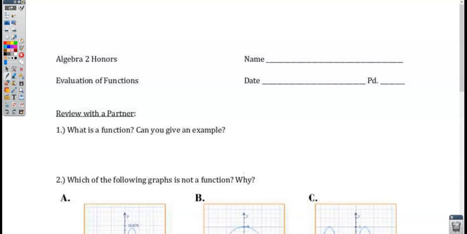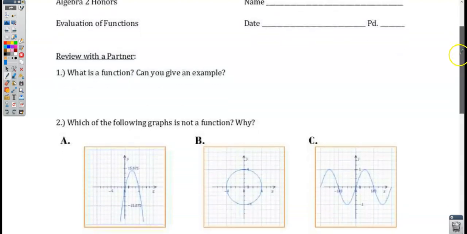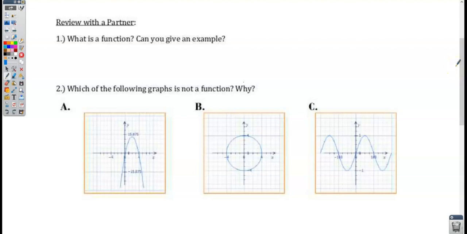Alright, hi everybody. In this video we're going to be talking about evaluating functions and how we evaluate functions. First thing I'd like you to do is take a few seconds, pause the video, talk to your partner next to you, and try and answer these two questions to each other, talk about the answers to these questions. And then when you're finished, unpause and we'll pick up with today's lesson.